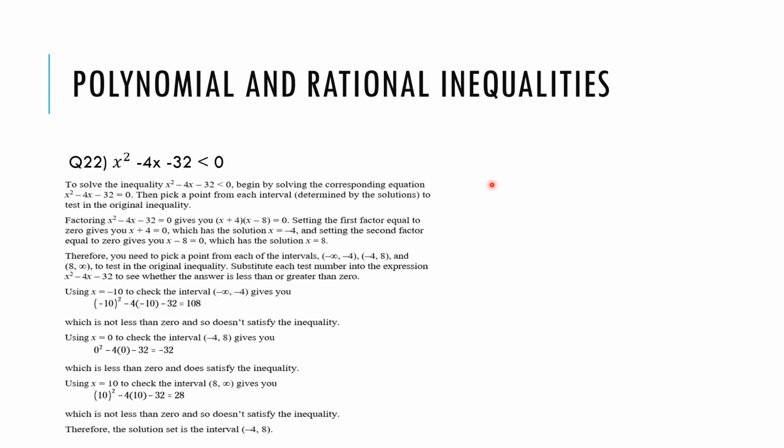Polynomial and rational inequalities. x squared minus 4x minus 32 is less than 0. To solve the inequality x squared minus 4x minus 32 is less than 0, begin by solving the corresponding equation. Then pick a point from each interval to test the original inequality.